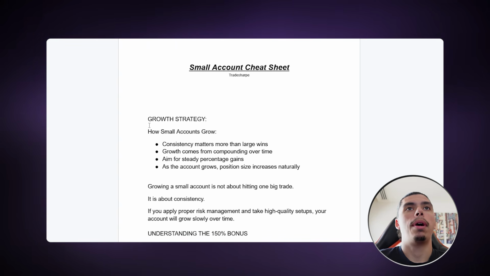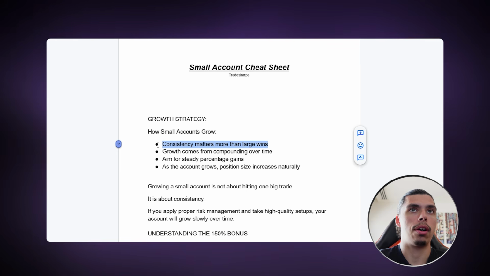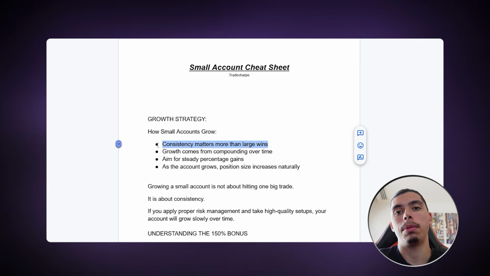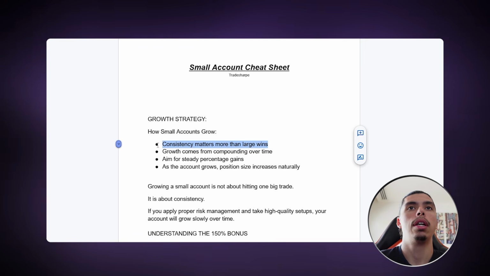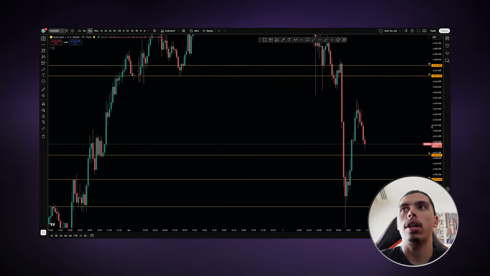So we want to start with how we're going to grow these accounts. Obviously, consistency is going to matter for a small account. Growth comes from compounding over time. You're not looking for one massive trade. And as the account grows, you'll also be able to risk more, right? Because the account will be growing. So like I said, it's not about hitting one big trade.